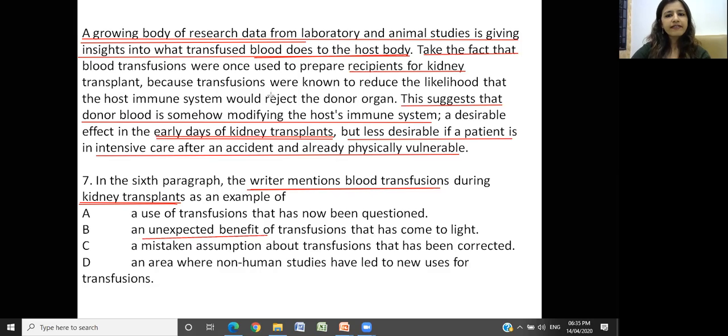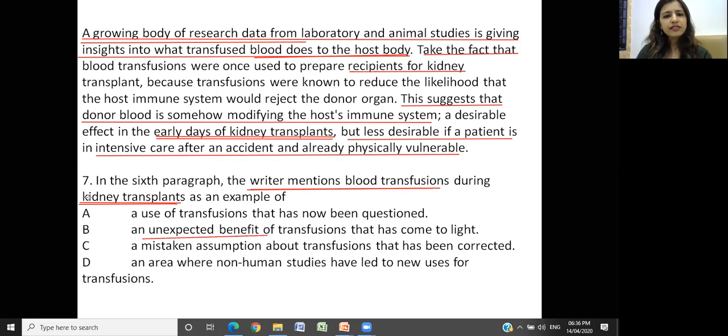So here the writer has given the suggestion that it was once used in kidney transplant. So definitely maybe in kidney transplant it was used for its beneficial impact. But the question is not saying why it was used in kidney transplant. The question is saying what point the writer is trying to make with the example of kidney transplant. So this is how you deal with a purpose question. In a purpose question, you don't get taken away by what the writer has given as an example. You are trying to find out what the writer is trying to prove through that example.